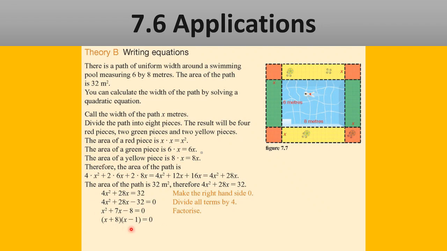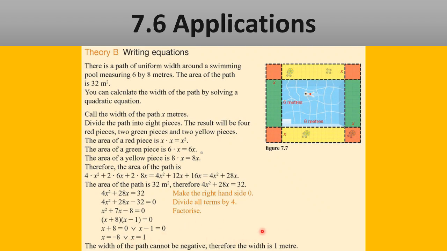So now we've factorized, and using the rule a times b equals 0, I can now say x plus 8 is 0, or x minus 1 is 0. So using the balance methods, minus 8 on both sides gives me x is minus 8, or plus 1 on both sides, x is 1. So the width of the path is either minus 8 meters or 1 meter. Which one do you think is most likely to occur? Well, hopefully you will say that the width is 1 meter, right? You cannot have a path that has a negative dimension. So you cannot say it's minus 8 meters.